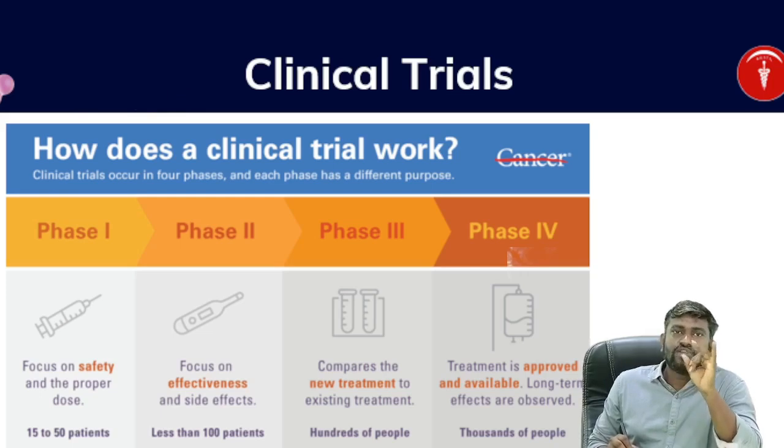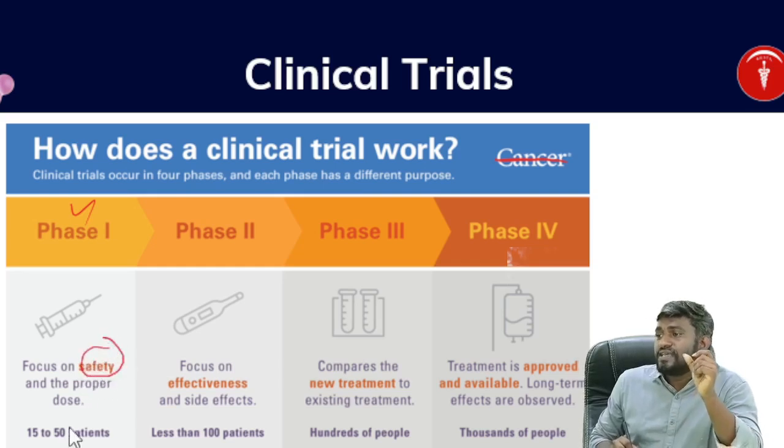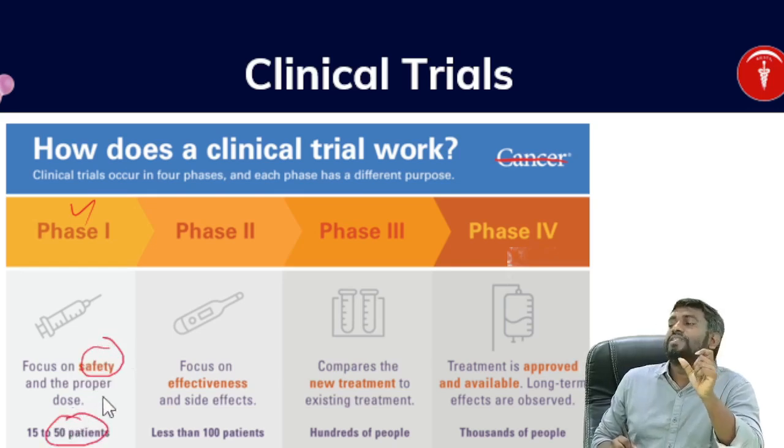Remember, there are phase 0, phase 1, phase 2, phase 3 and phase 4. Now, phase 0, as we all know, is basically for the animals, done in animals. Phase 1, what do I have to remember in phase 1 is going to be the safety. It is going to be concerned with the safety of the patients, and the number of patients is going to be less than 50. Please do remember this.